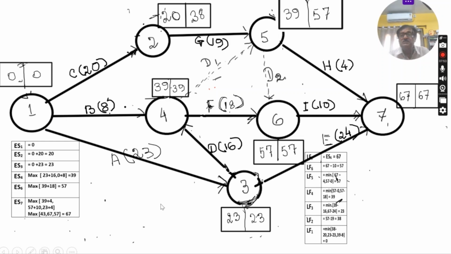Now ES3 for this node. Again, what will be the earliest start time? The earliest start time is 0. Add 23 days to reach this point. At least this time is required to complete this activity. That's why 23 days is the earliest start time for this node, ES3. ES3 is 0 plus 23. I have noted it here.